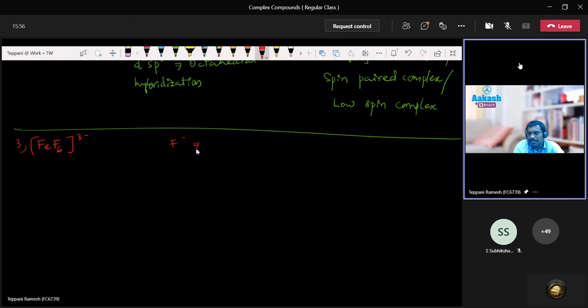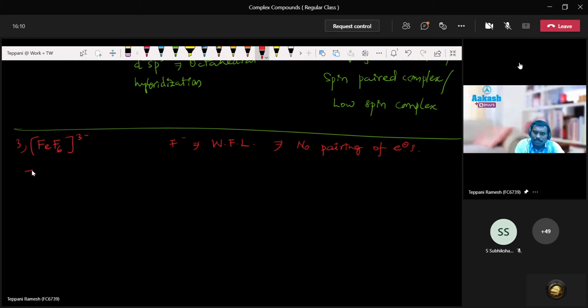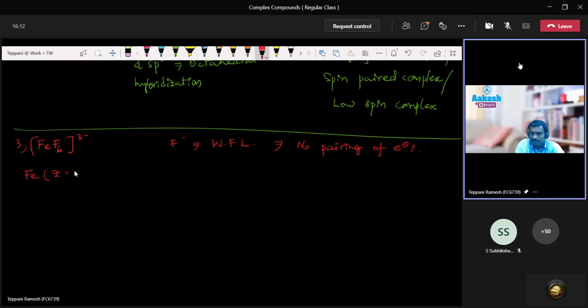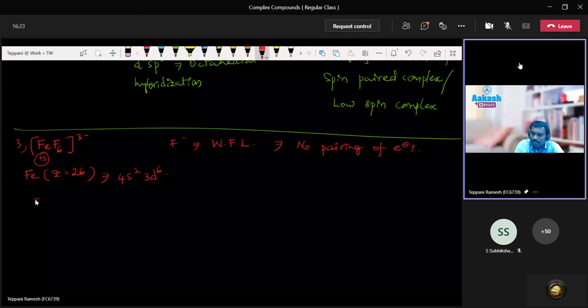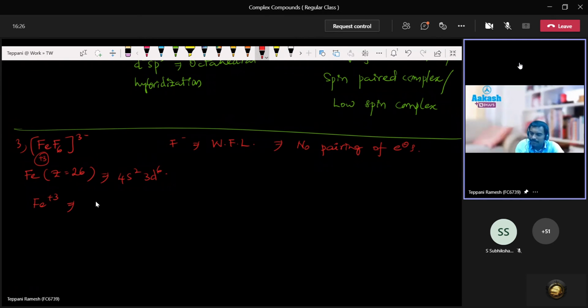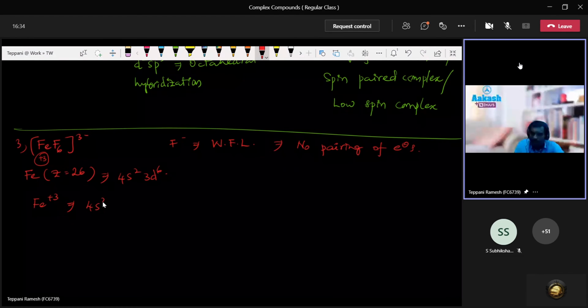F minus is a weak field ligand. No pairing of electrons. Fe, Z value 26, 4s2 3d6. Then here what is present? Fe plus 3. Fe plus 3 will be 3d5. 4s.